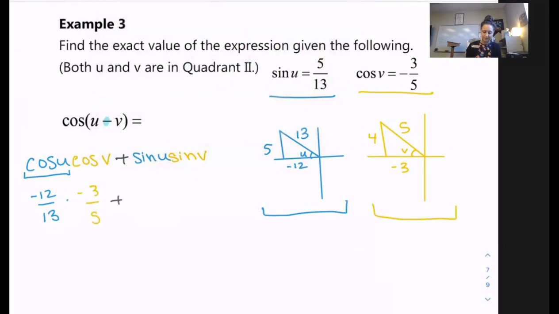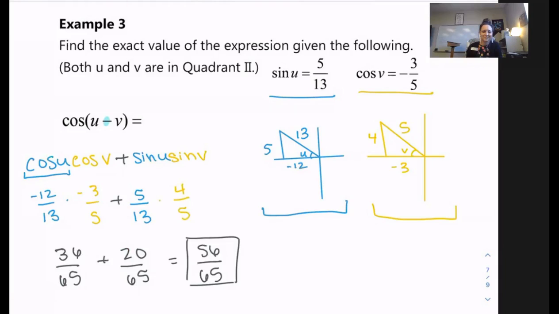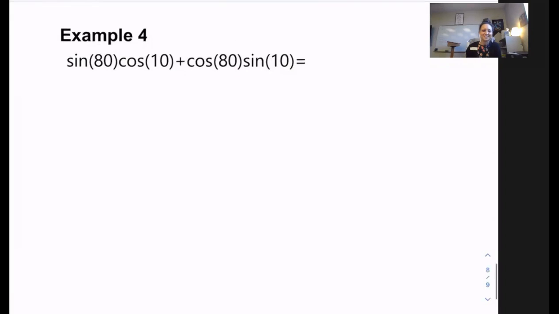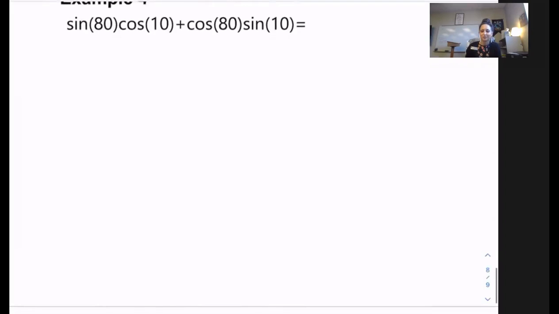Right, then plus, and now I'm going to grab my sine values. So sine of the blue triangle is going to be, that's actually given, 5 over 13, correct? And then sine of v is 4 over 5. All right, let's go ahead and simplify that. All right, so speeding up the simplification a little bit, we should have gotten 56 over 65. All right, I'm going to force a pause on your screen. Can you please copy example 4 for me?